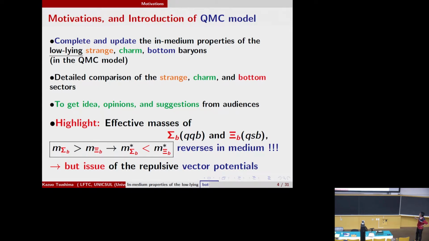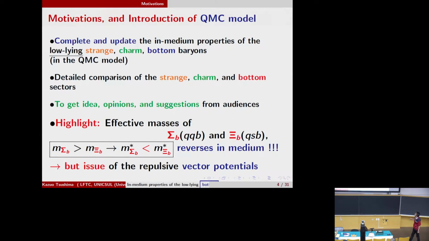Then, if you look at the particle data table, in vacuum, in free space, sigma B is heavier than the cascade B. That was surprising. I thought the cascade B would be much heavier. But non-relativistically, probably the color interaction gives this, but I don't know, it's the real nature.